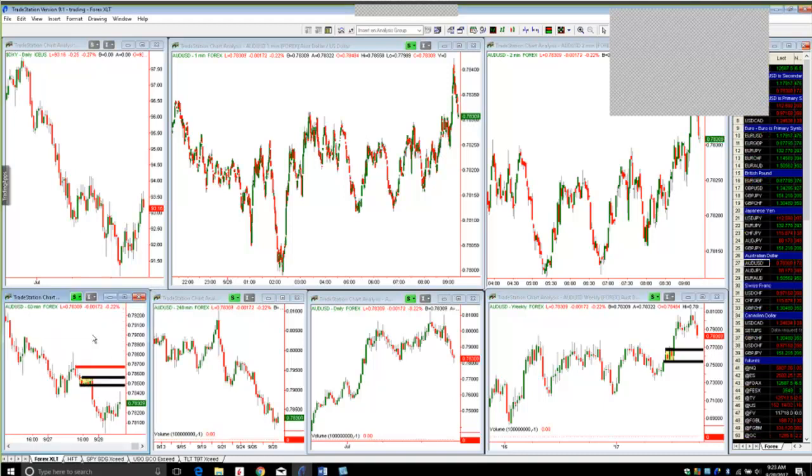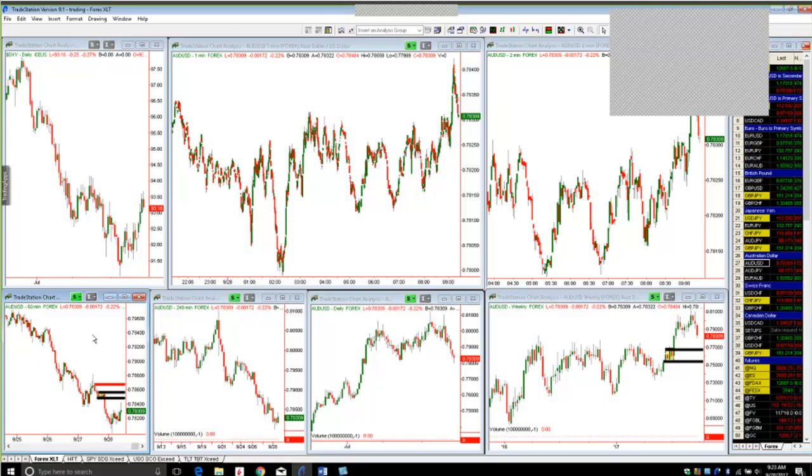Remember, there's two types of supply: rally-based drop and drop-based drop. There's two types of demand: drop-based rally and rally-based rally. The rally-based rally and drop-based drop, again, are found in the middle of moves, which is always closer to equilibrium and lower odds. The rally-based drop and drop-based rally are higher probability with bigger profit zones. Okay, let's move on to another market.